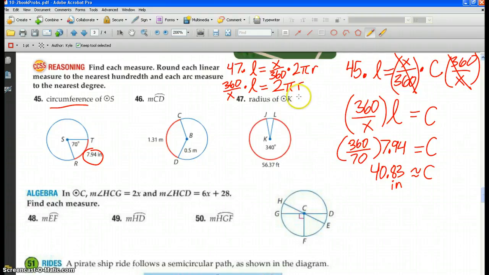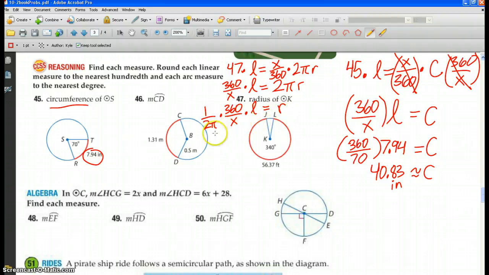Now to get radius by itself, we need to divide both sides by 2 pi, which is the same as multiplying by 1 over 2 pi. If we multiply by 1 over 2 pi on the right side, this 2 pi and this 2 pi would cancel and we'd get r by itself. So that's why we're doing it. So we get radius.